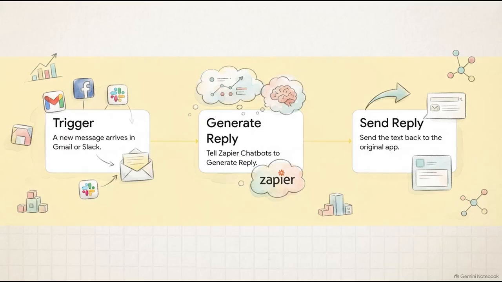And finally, let me explicitly break down how you connect this chatbot to an app like Facebook or Gmail using Zaps. It is always a simple 3-step zap. First, your trigger. A new message arrives in Gmail, Facebook, or Slack. Second, your action. You tell Zapier Chatbots to generate reply using the specific bot you just built and trained. Third, your final action. You send that generated text right back to the original app as a reply or an email draft. It reads the message, thinks about it using your knowledge base, and writes the response exactly where the customer is waiting.